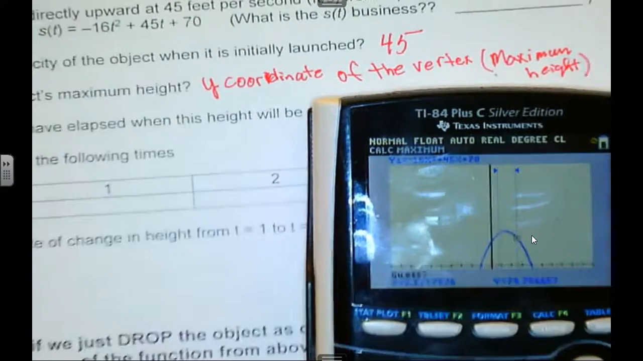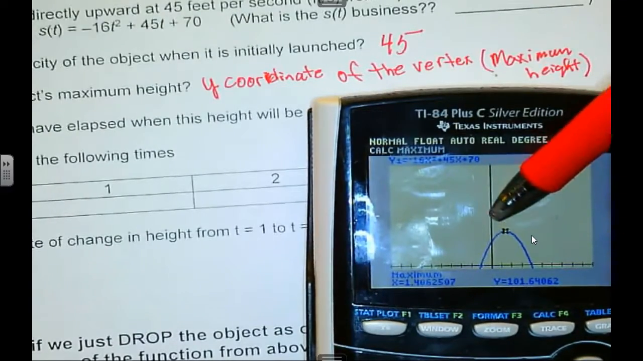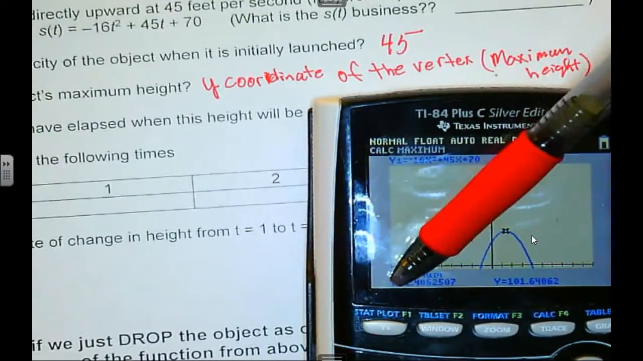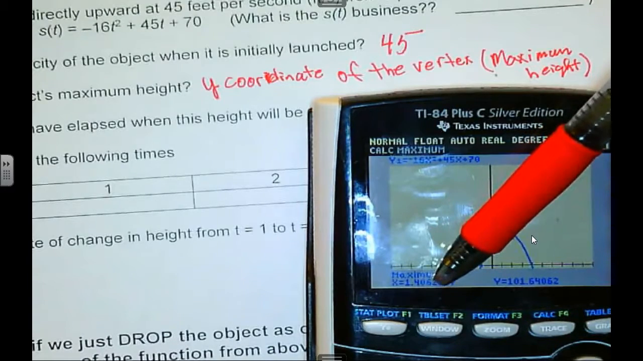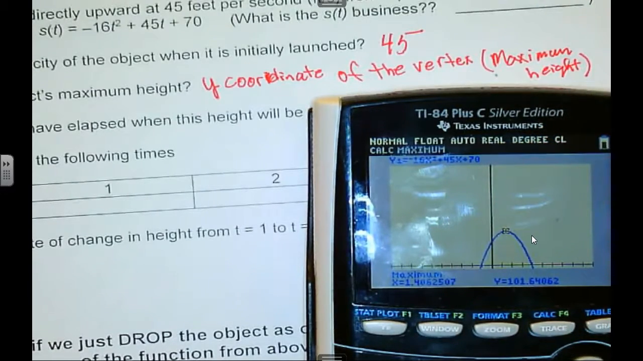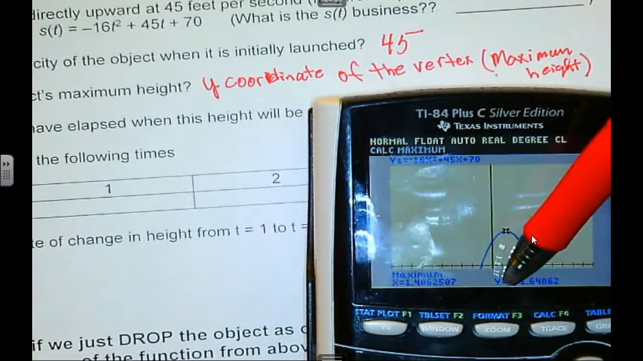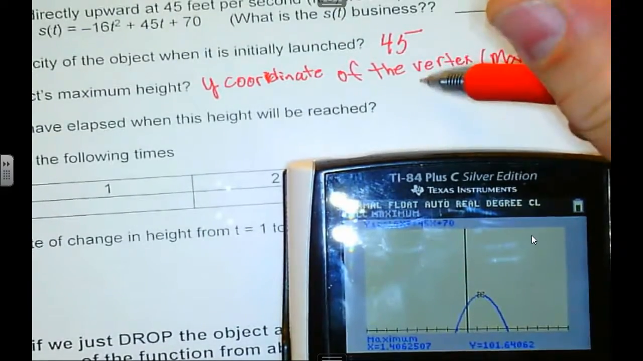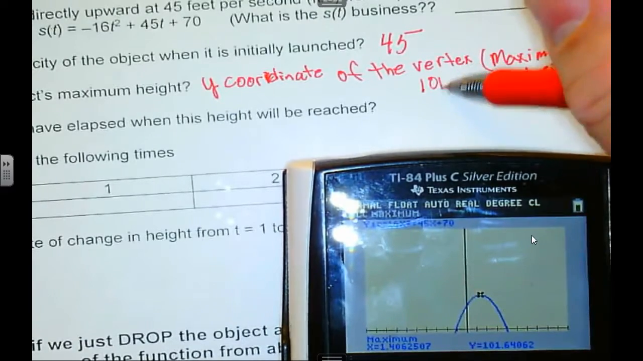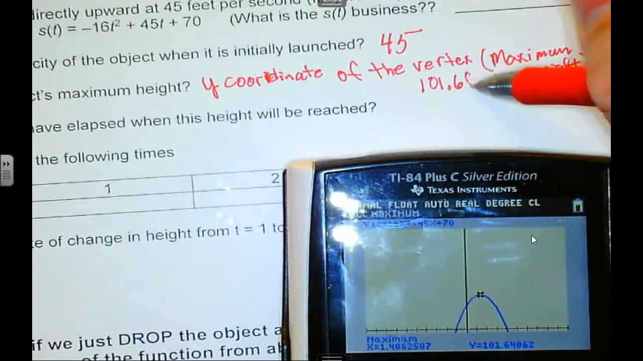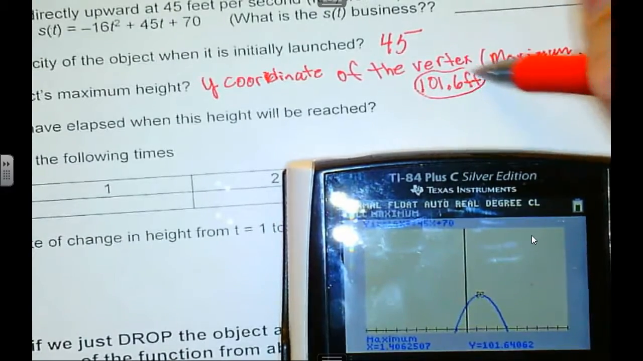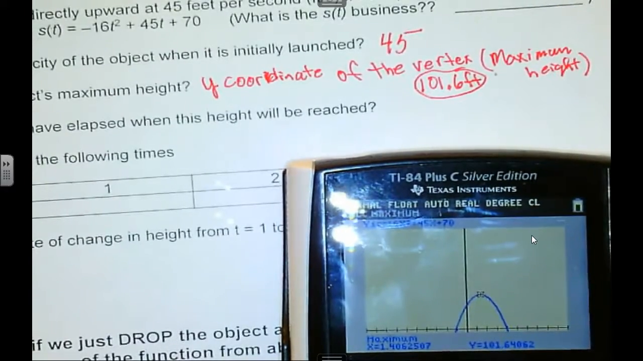Okay, then it's going to ask me, you want me to give you that point? And my maximum is 1.40625. That's my x value, or my time, right? At a maximum height of 101.6 feet. So my y coordinate is 101.6 feet. Okay, that's my maximum height. See my y value? 101.6. Everybody with me?